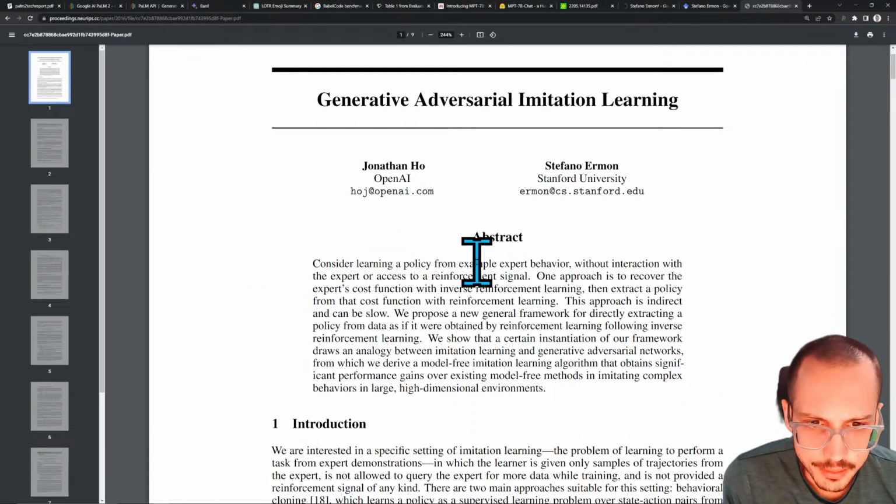Learning a policy from example expert behavior without interaction. One approach is to recover the expert's cost function with inverse reinforcement learning and then extract a policy from that cost function. We show a certain instantiation. Analogy between imitation learning and generative adversarial frameworks.